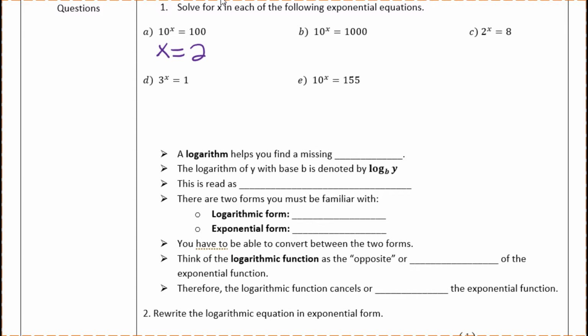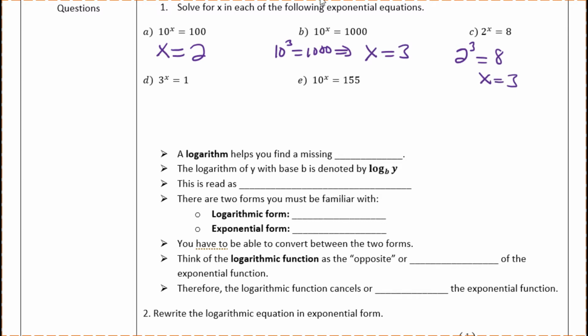Now if we look at part B, 10 to the what power gives you 1,000? Well, we know there's 3 zeros in there. 10 times 10 times 10 is 1,000, so I know that 10 to the third will give me 1,000, which means that x is 3. For part C, 2 to the what power gives you 8? We've done this a few times. We know that 2 cubed is 8, because 2 times 2 times 2 is 8. So that means x is equal to 3 here.